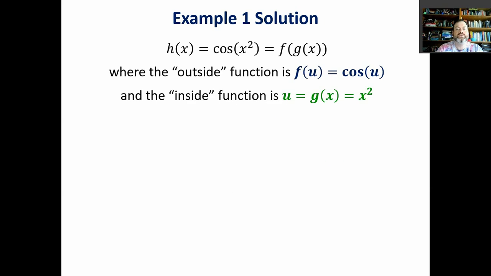So what we want to do is write the function as f of g of x, and then identify the pieces. The outside function here is f of u, which is just cosine of u. And the inside function, you can call it u or g of x, doesn't make any difference, is x squared. So the idea is that we've taken the x squared out of the cosine, and we actually have to deal with it separately. That's what the formula says.